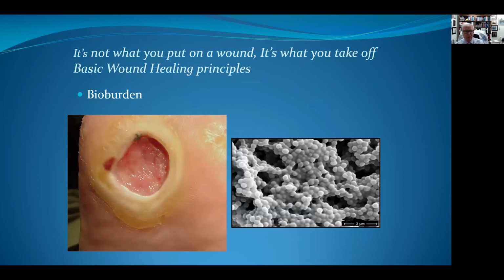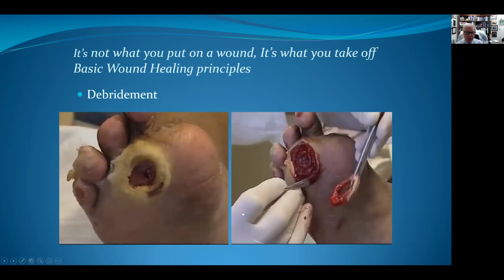I mentioned already, it's not what you take, not what you put on a wound, it's what you take off. Bioburden is an important role here, taking off this fibrotic tissue around here, debriding off of this fibrous tissue. Underneath there, you can see bright granulation tissue. So debridements are really important to get down to good bleeding tissue.